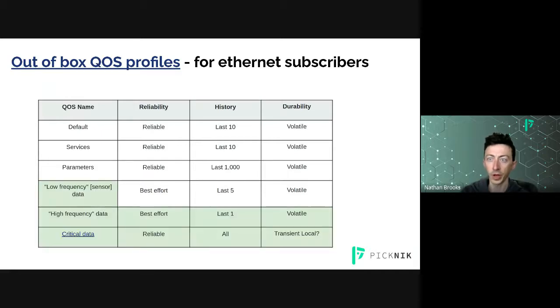Here are examples of when not to use default. Streaming low frequency, dense sensor data, such as cameras, streaming high frequency, less dense data, such as encoders, or sending critical data such as boot up information or requests.